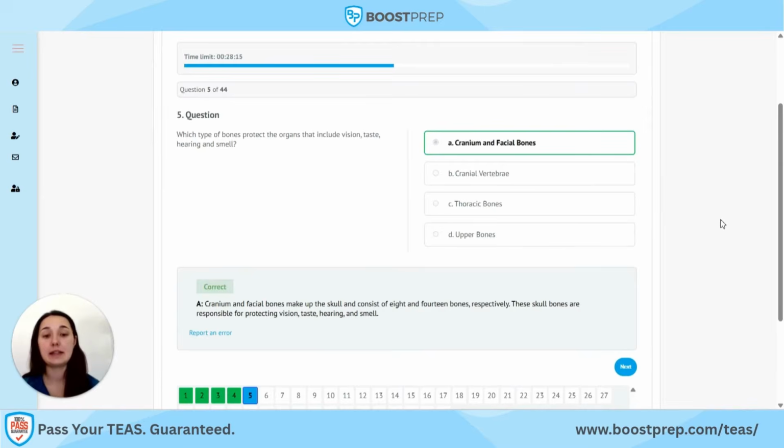The answer is A. Cranium and facial bones. Those make up the skull and consist of 8 and 14 bones respectively. These skull bones are responsible for protecting your vision, taste, hearing, and smell.